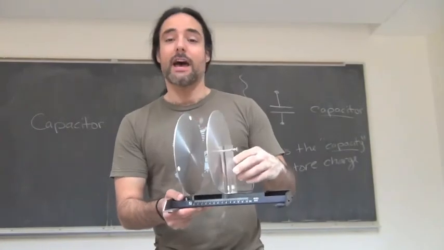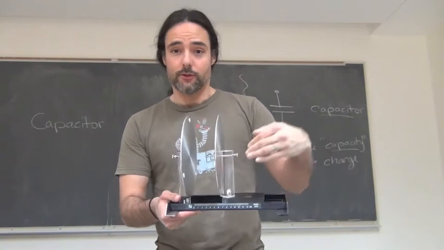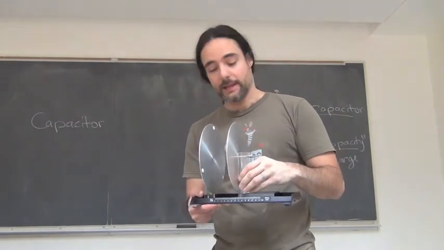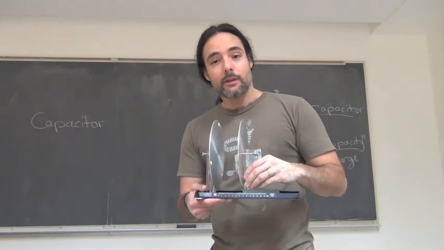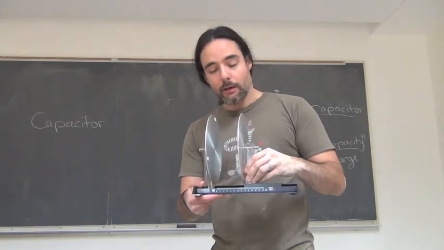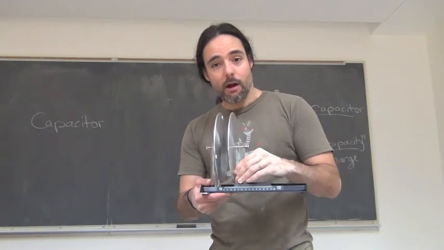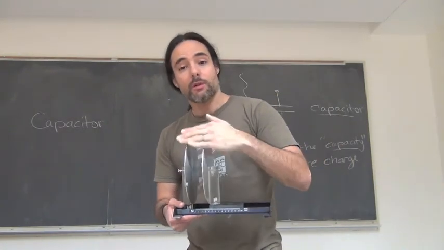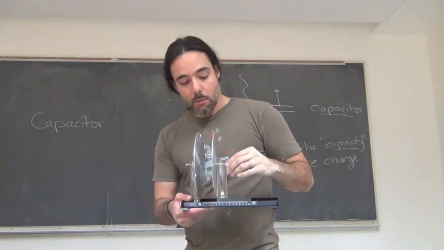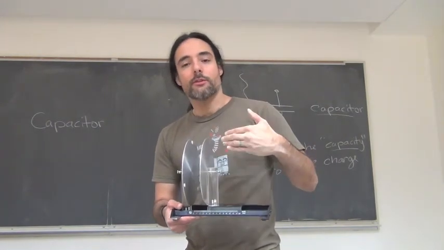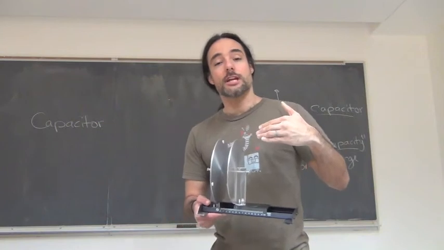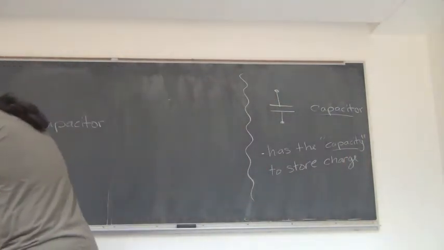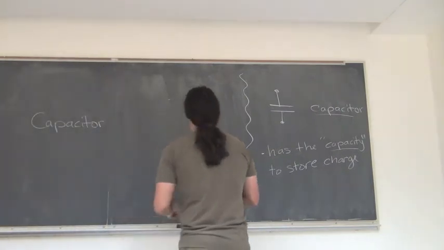So here's a type of capacitor. We've already seen this. This is known as a set of parallel plates. We call it a parallel plate capacitor. And depending on how big these plates are and how far apart they are from each other, these plates can store more or less charge. So what defines an object's capacity for storing charge? Well, it turns out that's fairly simple to write down.